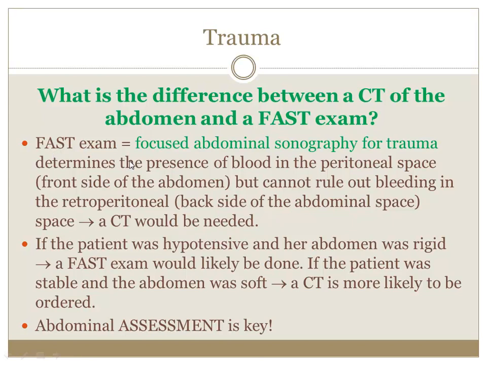A FAST exam stands for focused abdominal sonography for trauma. This determines the presence of blood in the peritoneal space, which is the front side of the abdomen. Now, it can't rule out bleeding in the retroperitoneal space. So if there's any concern that behind the abdominal area there's bleeding or there's a problem, then a CT is going to be needed.